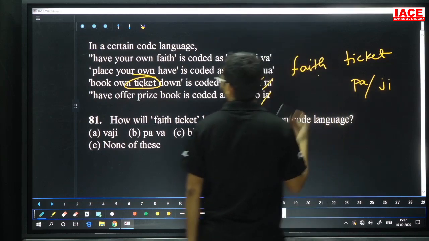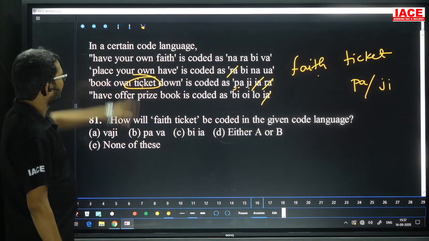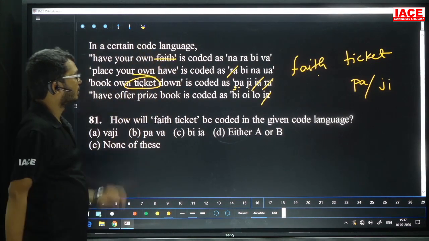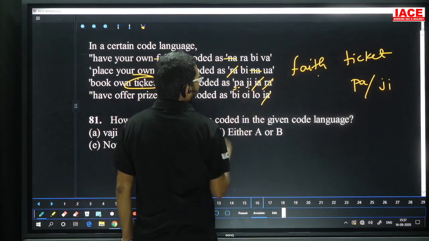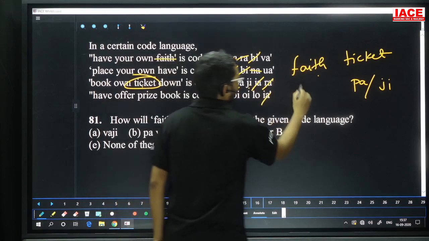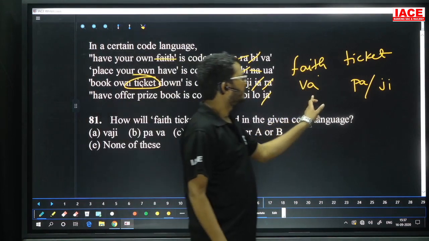Next, faith. Check, faith is present in which lines? Faith is present in only the first line. The only information is faith, then only code. NA common eliminate, RA common eliminate, BA common eliminate. Then the answer is what? Here VA. So what is the code for faith ticket? The answer is VA.